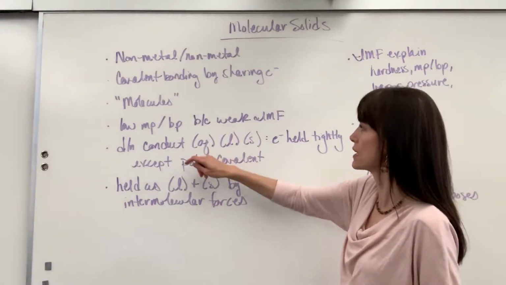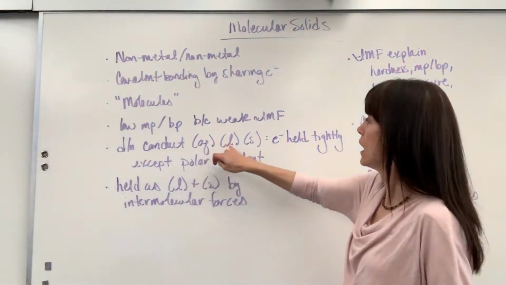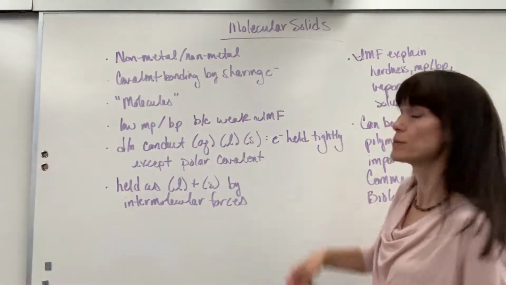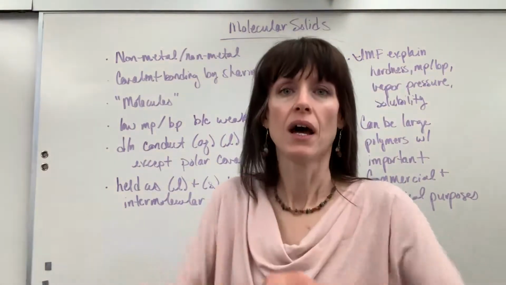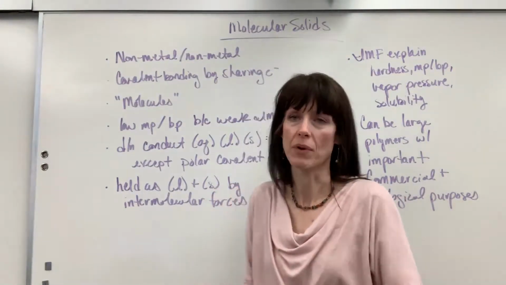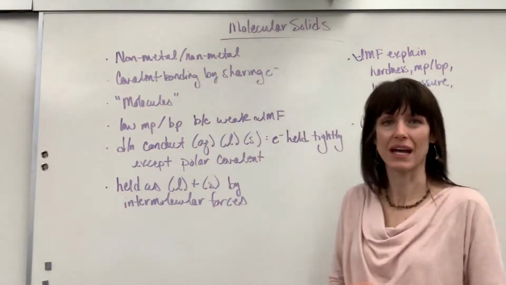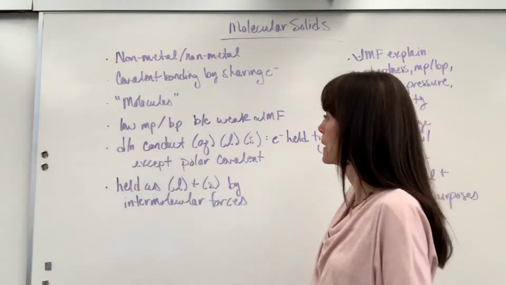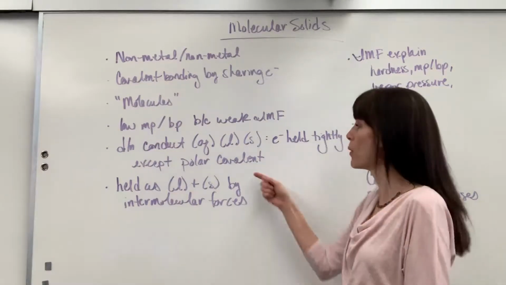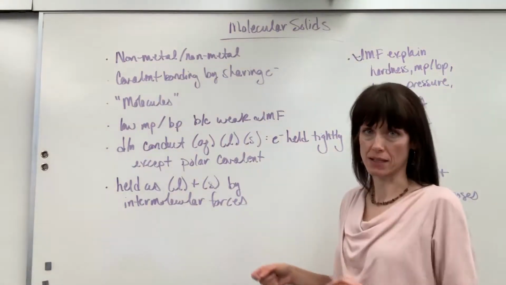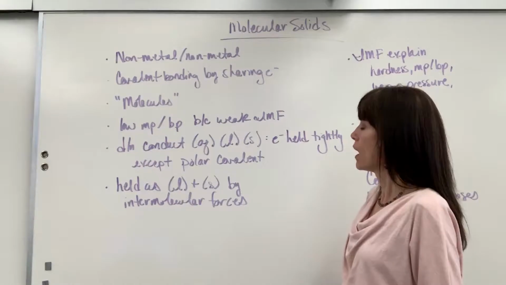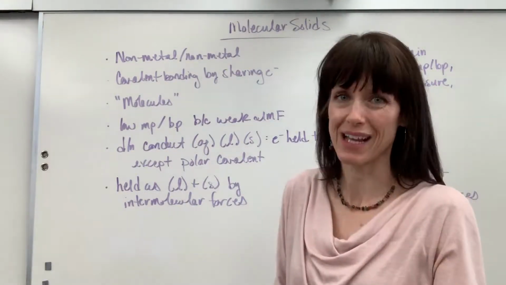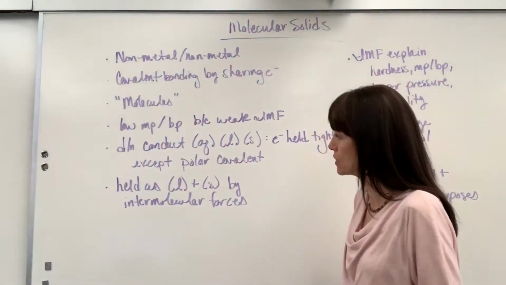They do not conduct in aqueous form if they dissolve, which they usually don't, or as liquids or solids. And it's because those electrons are held tightly in that sigma bond, or pi bonds for that matter. So the electrons are held tightly, they don't conduct. We can't have a current flow because electrons aren't moving. Now there is an exception to that. Polar covalent molecules will slightly conduct because they have a partial positive and a partial negative, so there can be just a little bit of conduction there.